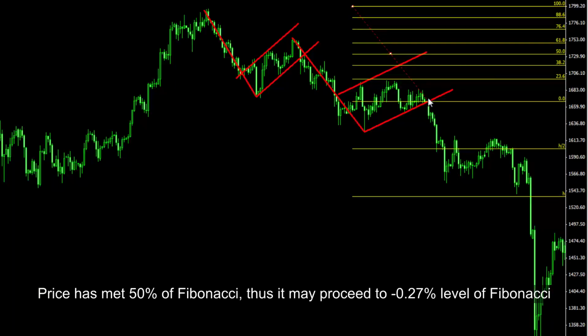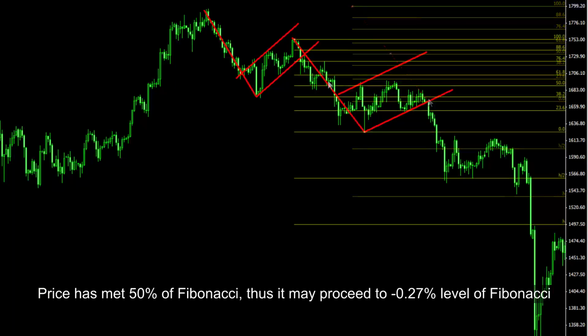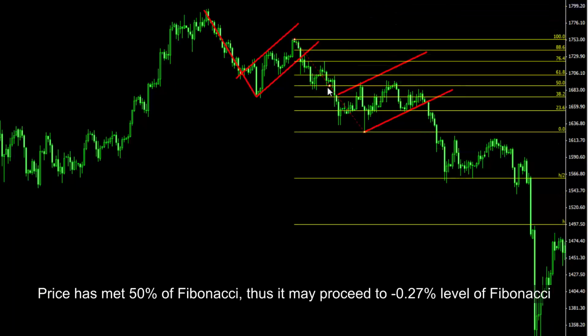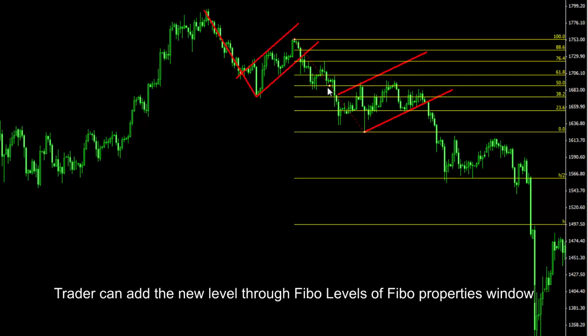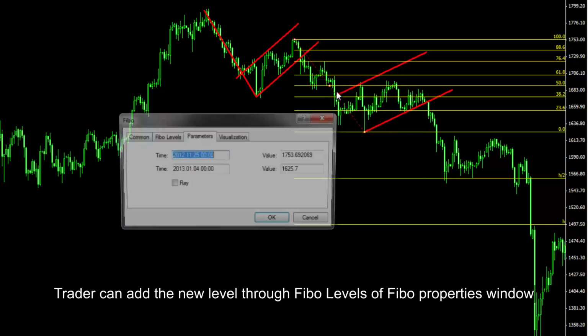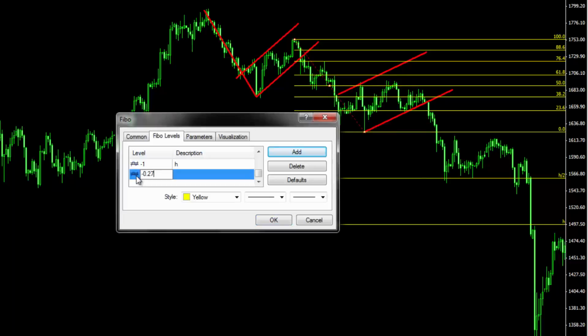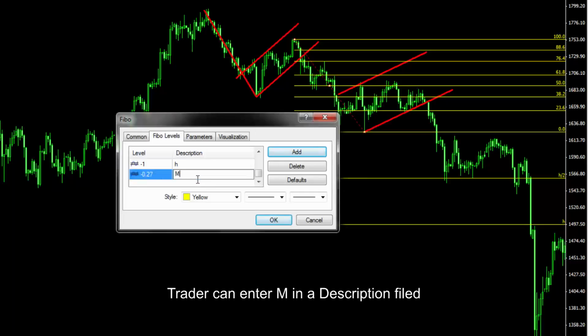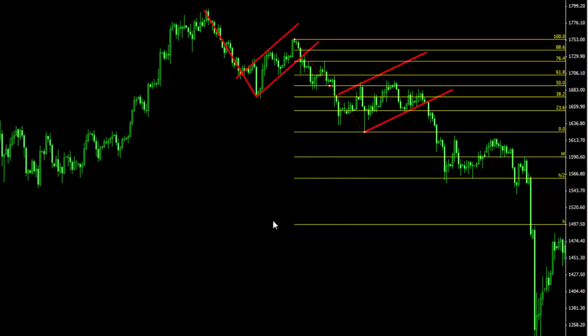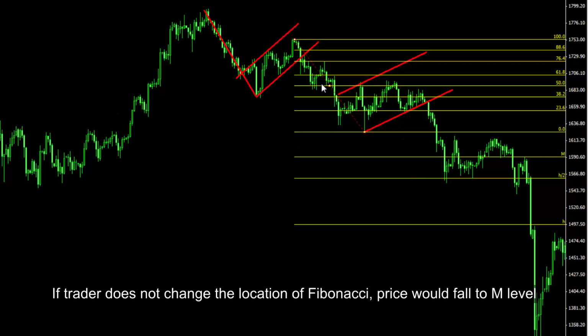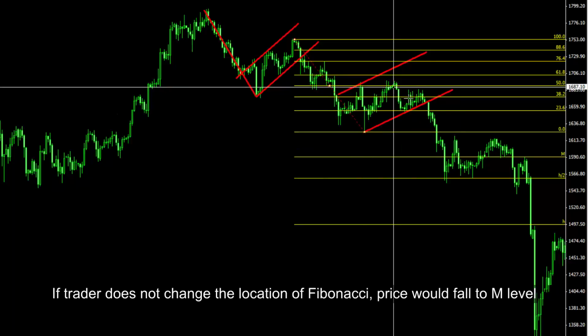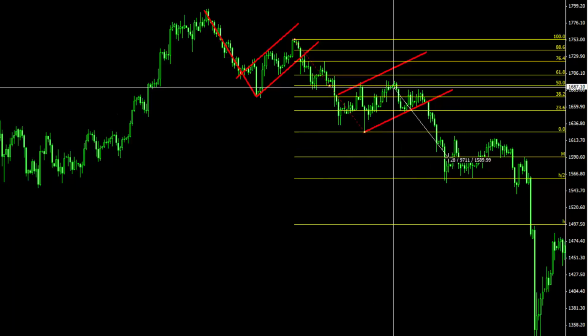Price has met 50% of Fibonacci, thus it may proceed to the minus 0.27% level of Fibonacci. A trader can add the new level through FIBO levels of the FIBO properties window. A trader can enter M in a description field. If a trader does not change the location of Fibonacci, price would fall to the M level.